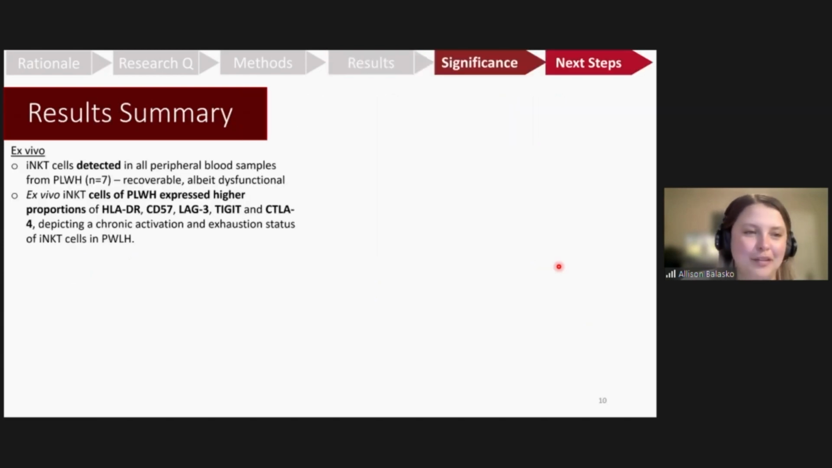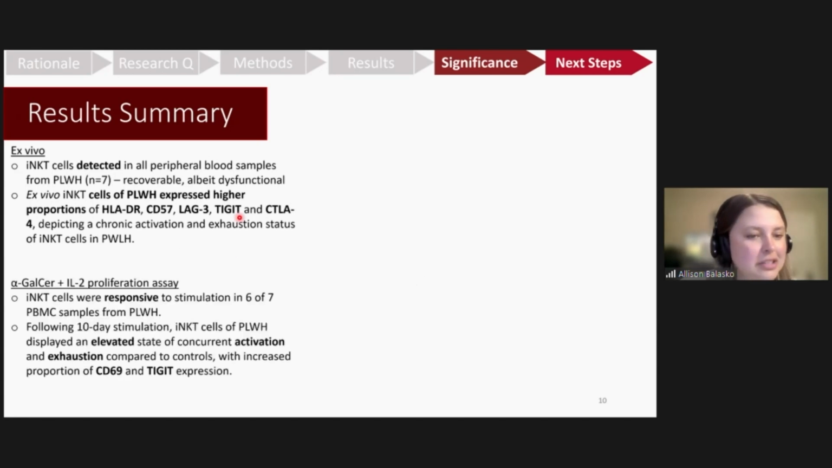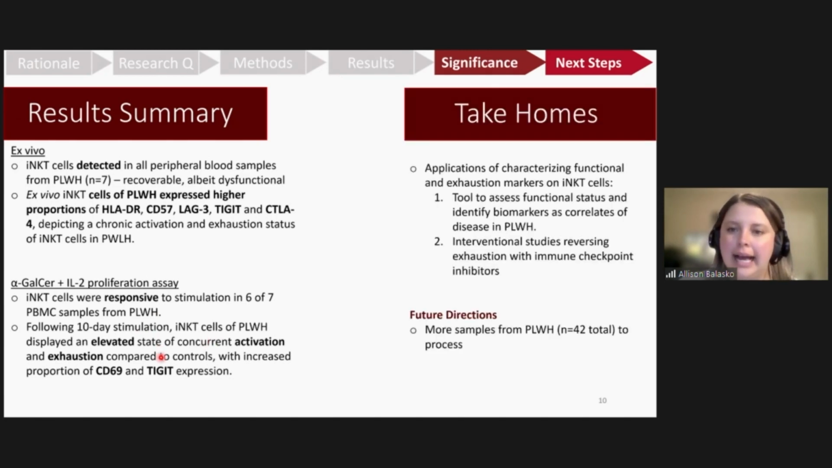So to sum up everything, these iNKT cells were able to be detected in all 7 individuals, but they did show some markers of dysfunction, like chronic activation markers, as well as exhaustion markers. And then after the 10-day assay, 6 of the 7 populations were responsive, but we did see some elevated state of activation and exhaustion potentially concurrently at the same time. There's lots more to do with that data. I know there's so many other things I could show you.